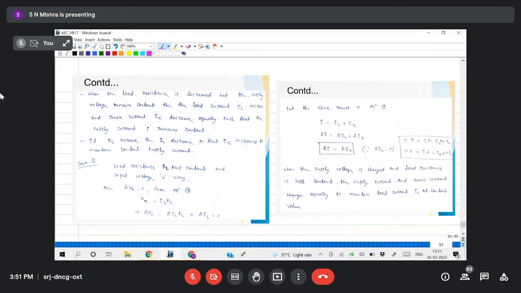Now second case, same way. Whatever I have explained is written here. When load resistance decreases and the supply remains constant, the load current IL increases and the Zener current IZ decreases equally, such that the supply current I remains constant.